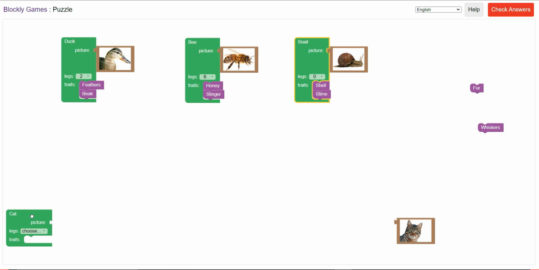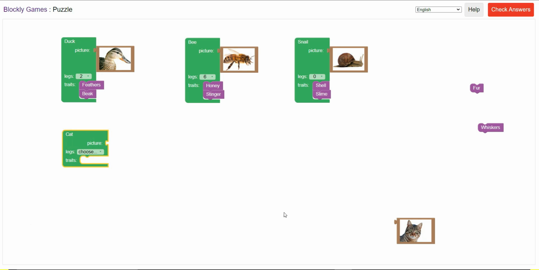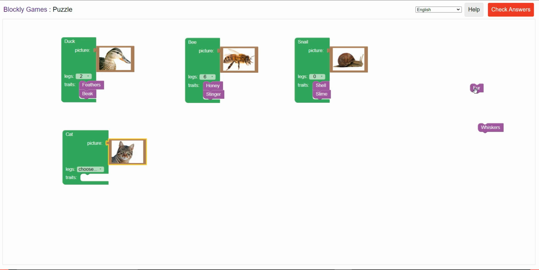Then at last we're going to do the cat. We're going to put it right here. We're going to put the picture, and it has fur, and it has whiskers. And then we're going to choose the legs, which is 4.